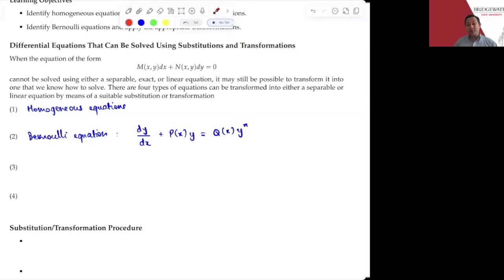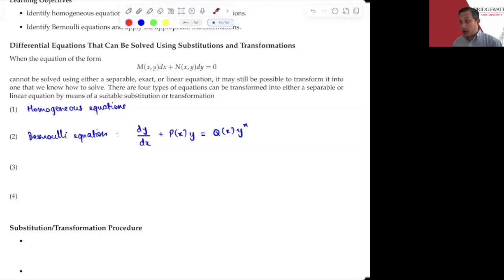Now for number 3 and number 4, we're not going to have time to go over any of them. I just want to give you an idea that there exist such equations, and if you encounter them, you probably need to spend time to learn them yourself. Of course, in the test and the homework, I'm not going to ask you any equation related to number 3 and number 4, just the homogeneous equation and the Bernoulli equations.